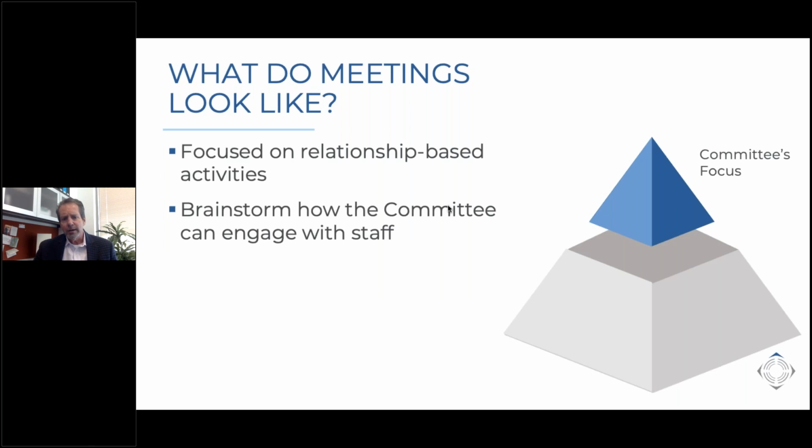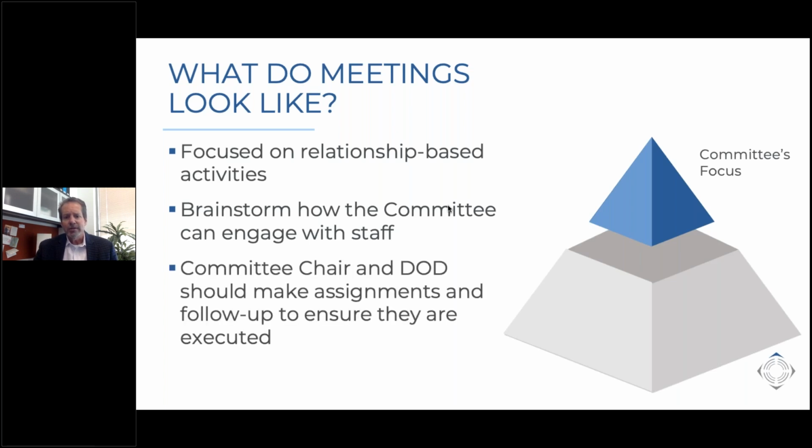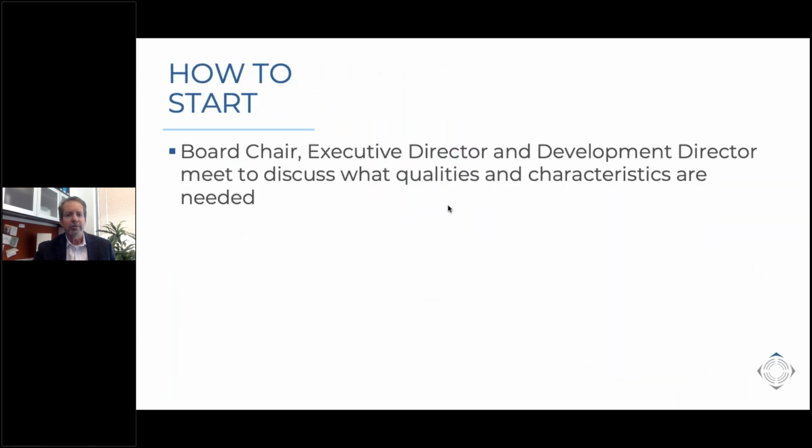The committee might brainstorm on ways that the committee can engage with the staff. And in a perfect world, that's also including donors. How can they engage with staff while they're engaging or interacting with donors? The idea then is the chair and the DOD, the director of development, make assignments and then ask committee members to execute those assignments, maybe follow up to make sure that they're done. It functions like any committee that you might have doing other kinds of things. With the caveat, again, and I'll say it one last time, the development committee is not the boss of development.